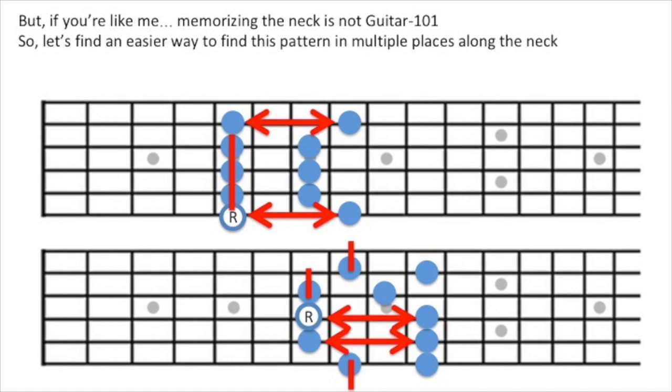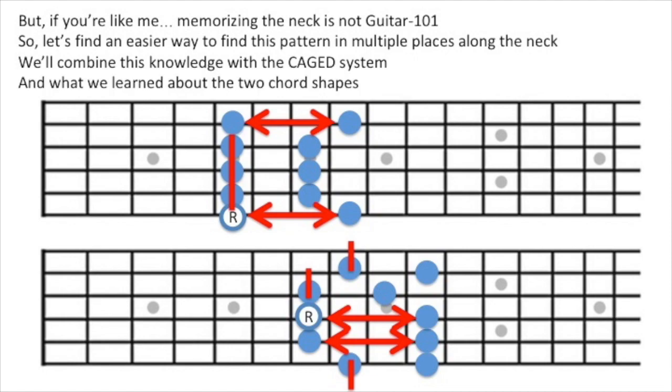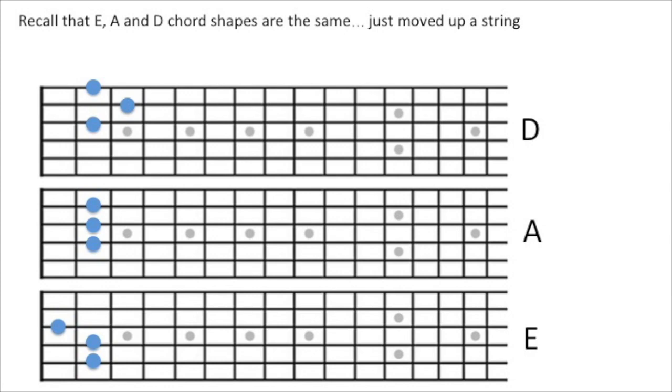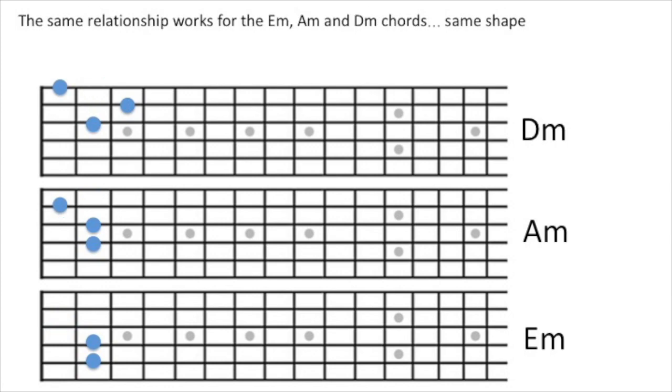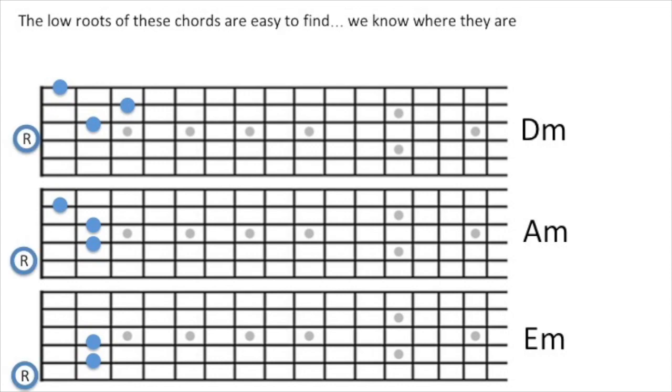Luckily, there is an easy way to link these patterns to something we learned already. We'll apply what we learned about the CAGED system and the 2 basic chord shapes. Recall that E, A, and D chords all have the same shape. And the equivalent minor chords are the same shape. Let's work with the minor chords first. The low roots of these chords are really easy to find. So, we just have to start our pentatonic shape from the root of these chords.